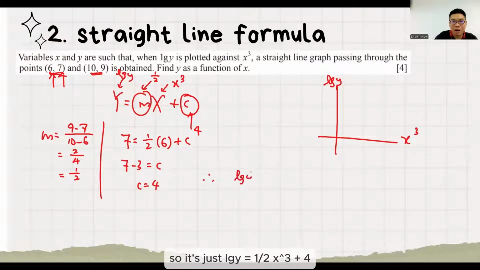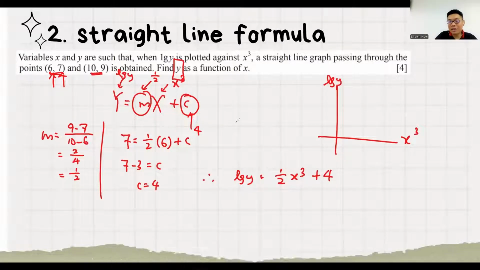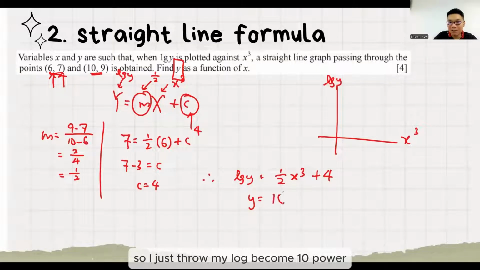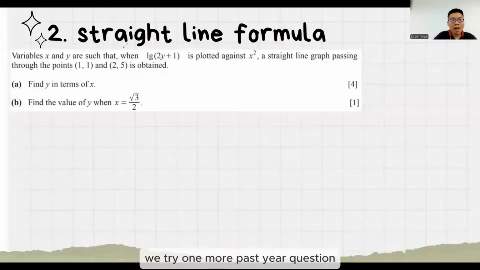So it's just lg y equals half x cubed plus 4. Then they ask you to write y as a function of x, which means y must be the subject. So I just show my log become 10 power. Then you gain 4 marks. We try one more passive question.